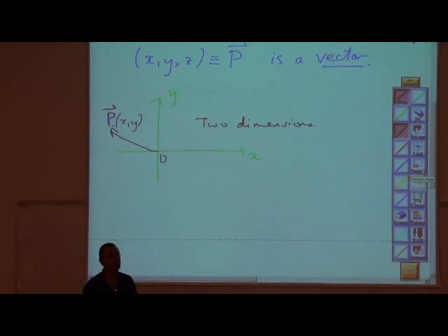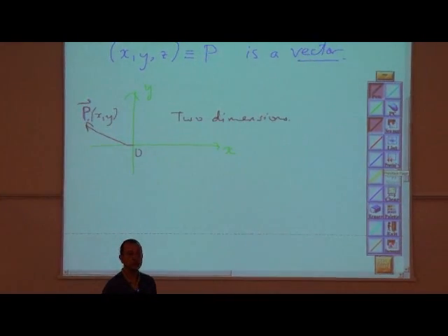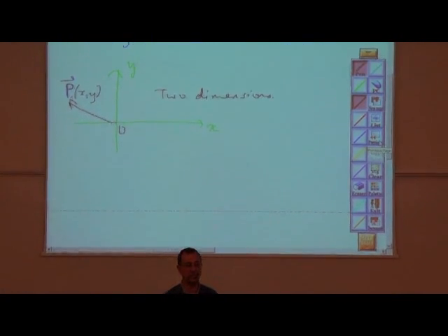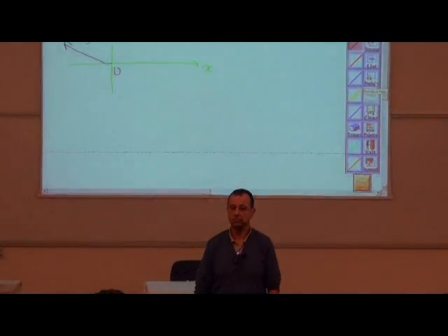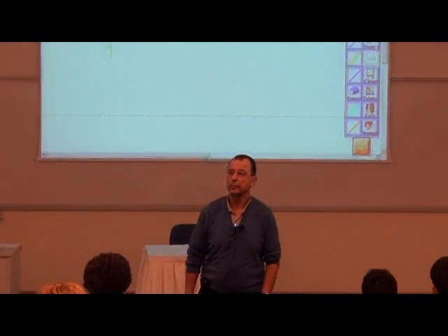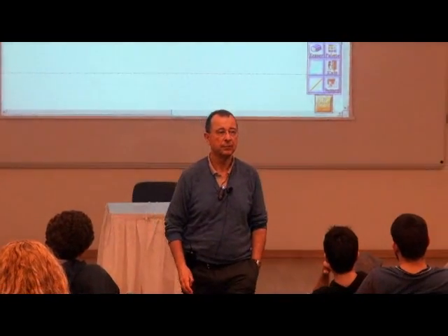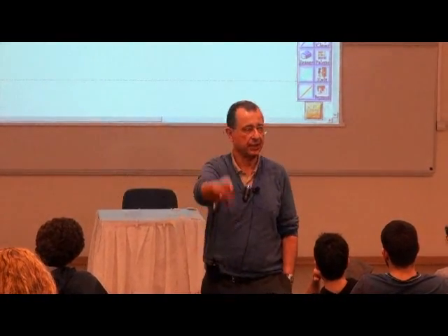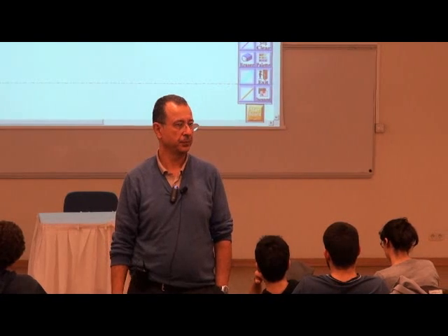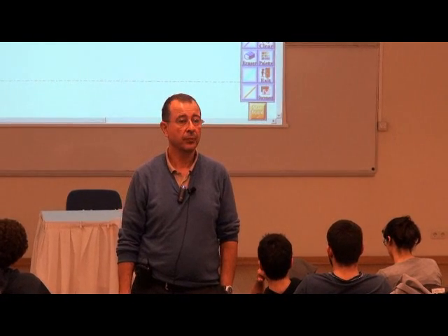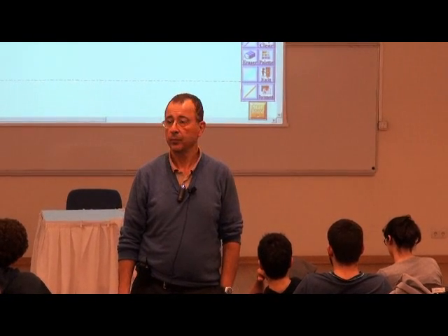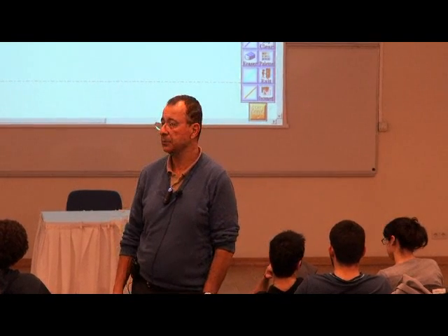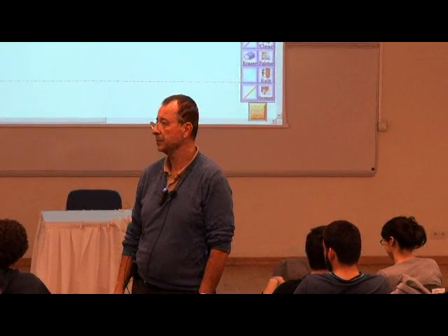What about in one dimension? Do you think we can have vectors in one dimension? One dimension means your address is on a straight line, just one street exists. Okay? What's a vector now? What do you think?